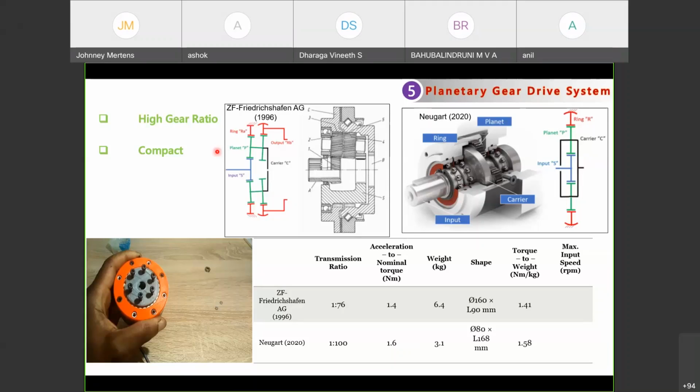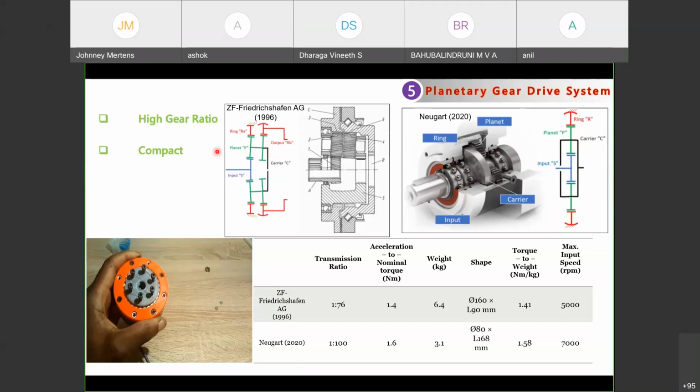Then finally, the maximum input speed that can be given to this drive system. It means by the servo motor, what is the maximum speed it can be given to the system? By the previous system, it can be used up to a maximum speed of 5,000 only. Whereas the new gear system can be used up to 7,000 RPM also. Okay.